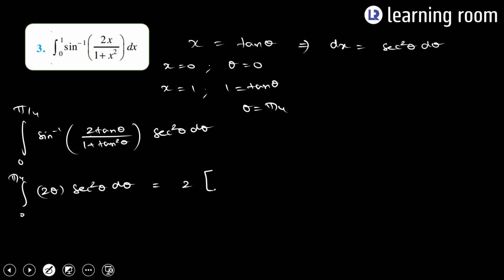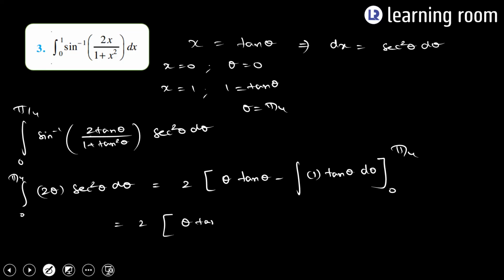So this will be equal to 2 into first function into integral of second function, minus integral of derivative of first function into integral of second function d theta. Right. So this limit is between 0 to pi by 4. So this will be equal to 2 into theta into tan theta. And what is the integral of tan theta? Log of secant theta, between 0 to pi by 4.